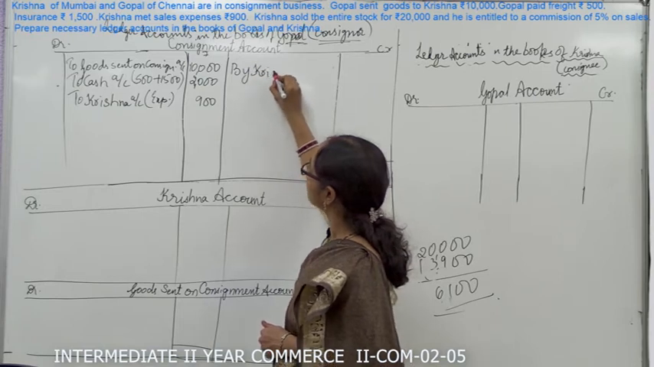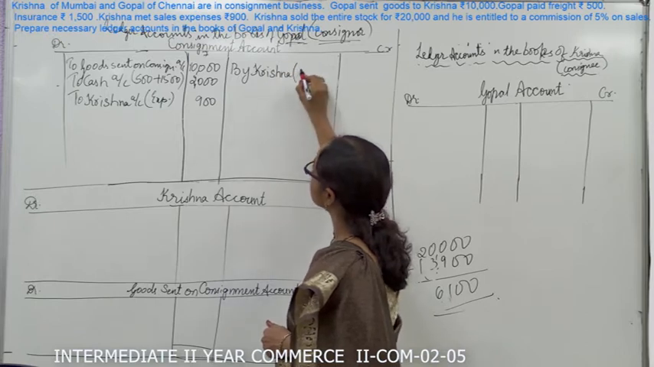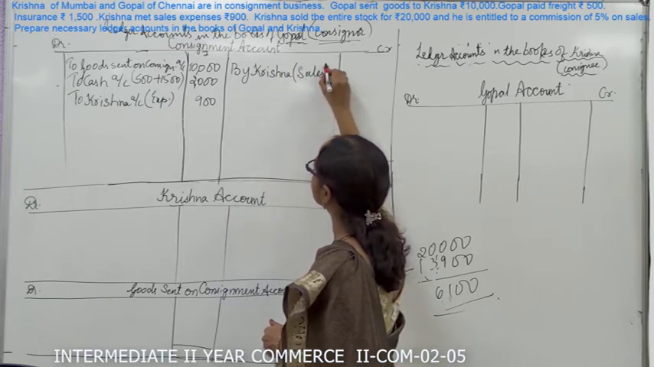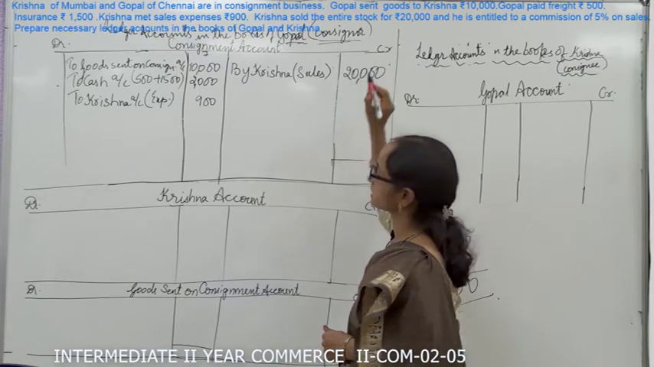Gopal is not selling directly. Krishna is selling in spite of Gopal. So Krishna sales amounts to 20,000 rupees.